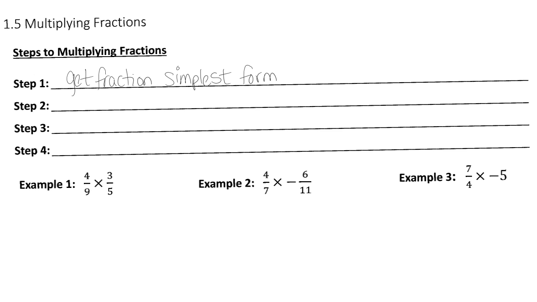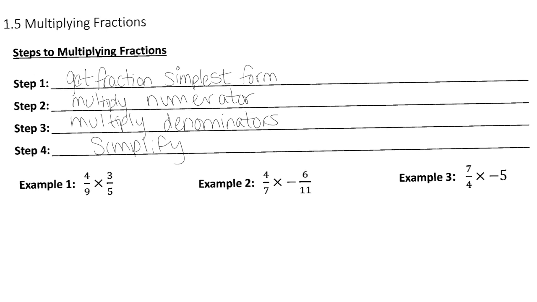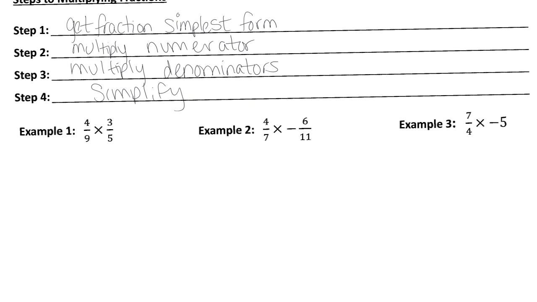Next, how I say it is you just multiply straight across. So these next two steps go hand in hand. You multiply straight across. So we multiply our numerators together, and then we multiply our denominators. So we just go straight across there. And then if you can, you simplify to get it into simplest form. So those are hopefully pretty straightforward.